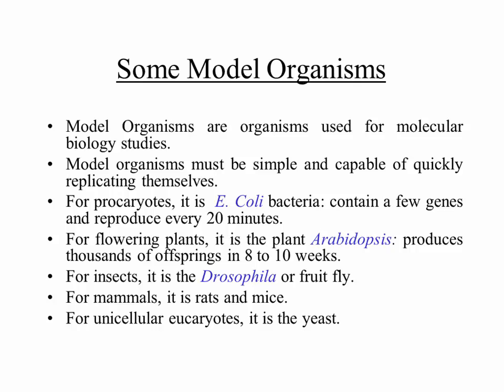So for flowering plants, the model organism is the plant called Arabidopsis, right? And that produces thousands of offspring in 8 to 10 weeks. If you're looking at insects, it's the Drosophila, or the fruit fly. And for mammals, it's rats and mice. Obviously it cannot be humans, I mean, they cannot be model organisms. And for unicellular eukaryotes, that means single-celled organisms that have a nucleus, it is the yeast.